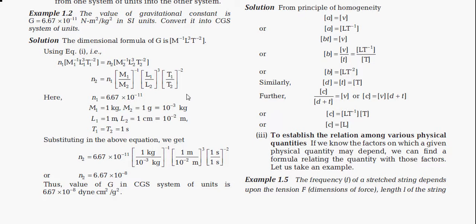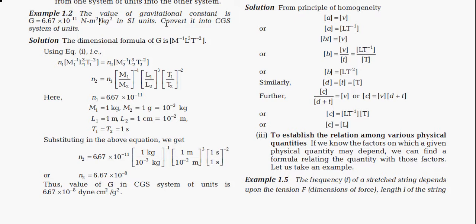The value of the gravitational constant is G equal to 6.67 into 10 raised to power minus 11 newton meter square per kg square. As you can see, the value of G is given, which is 6.67 into 10 raised to power minus 11, a fixed value in terms of meter and kg. It's an SI unit. Now the question is to convert it into the CGS system of units, which is a very important part of this problem. You will find many problems based on this conversion. Let's start with the conversion.